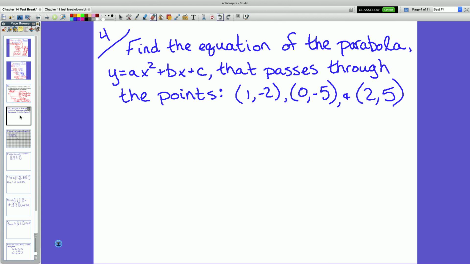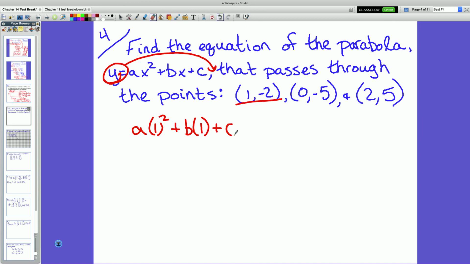So our first step is to write out the 3 equations that would give us those points as solutions. So we plug them in for x and y. Now, hopefully you're okay, but I'm going to flip the y equals and put it on this end, because that's how we're used to seeing our systems. So I'm going to have a times 1 squared plus b times 1, plus c has to equal negative 2.